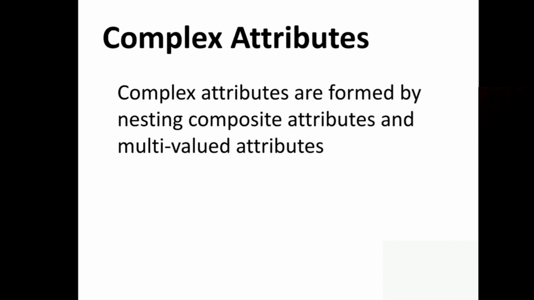Now look at the complex attributes. Complex attributes are another type of attribute in a database. They are very rare in databases because we rarely use them. But students, we have to study it. So in complex attributes, what do we do? We nest some multivalued attributes and some composite attributes. That is, it's a combination of some multivalued attributes and some composite attributes to form a single attribute.